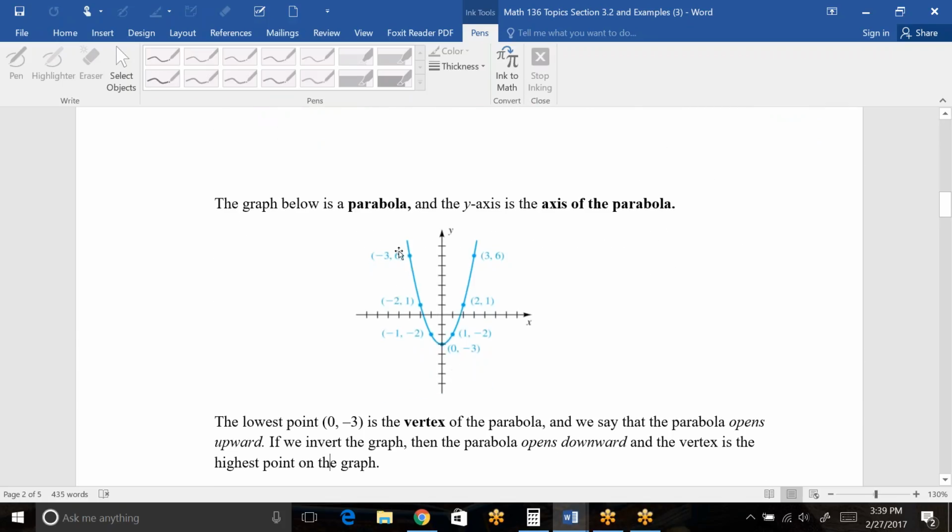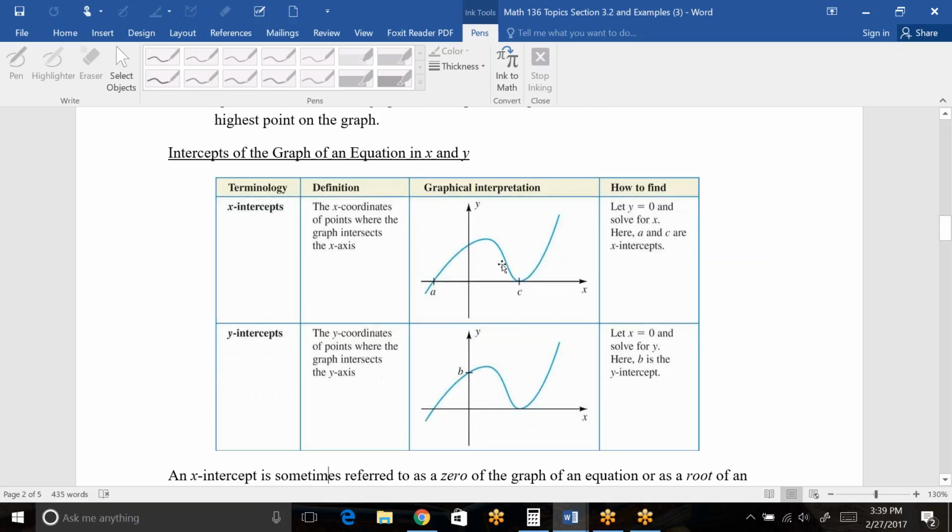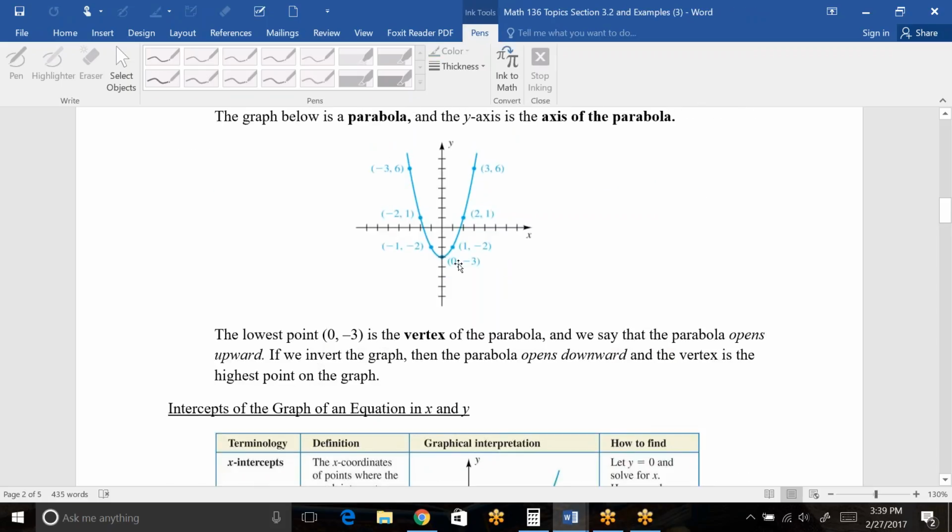Now, this one is one that most people have seen before. This graph is a parabola, and the y-axis is considered the axis of the parabola. What that means is that this parabola has symmetry of some kind. We'll talk more about symmetry in just a second. The lowest point of a parabola is called the vertex, and in this case, it's (0, -3). When we talk about parabolas, we'll talk about how they either open up or down. If it looks like a regular U, it opens up. If it's upside down, it opens down. Those are just some terminologies that are going to come back into play, especially when we get into section 3.6. That's where we'll spend some more time specifically on parabolas.